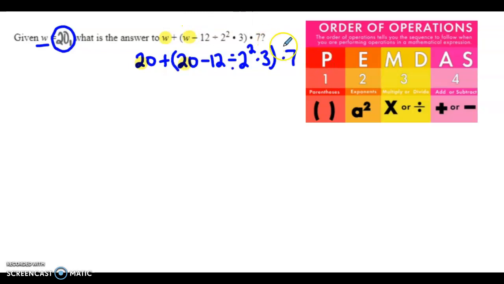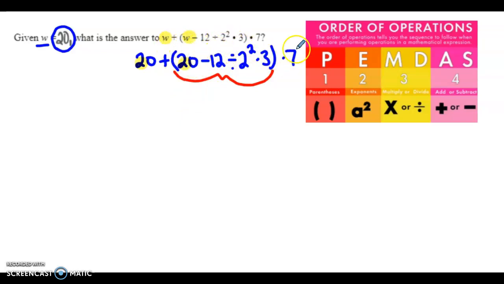All right, now we need to go through our order of operations. The very first thing is parentheses. So I need to deal with all of this before I deal with the 20 or before I deal with the 7. So inside the parentheses, I actually have to follow the order of operations within there as well.